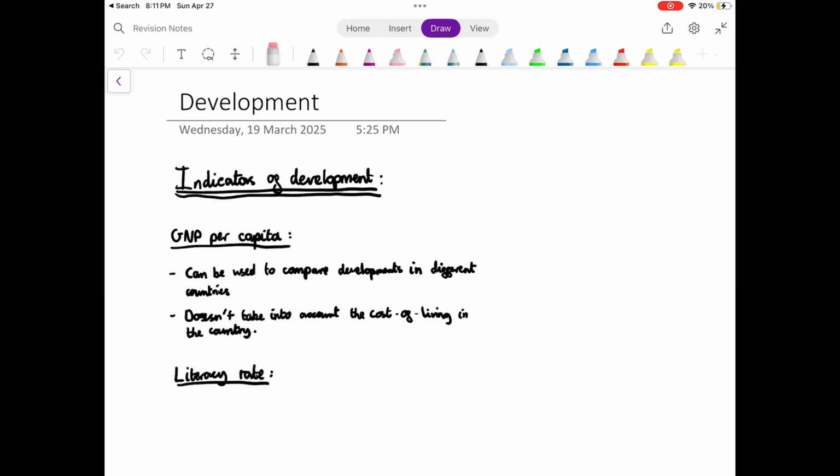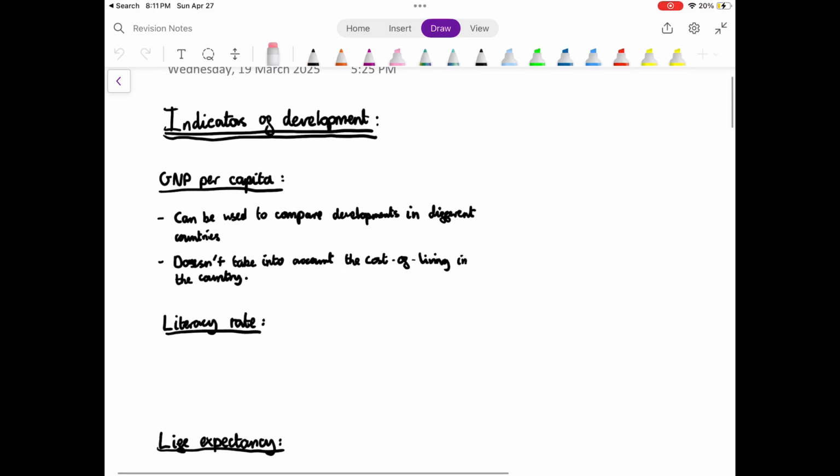So today we're going to be focusing on the topic of development, which is 3.1 in economic development. What you need to know about development are the indicators of development, and there's a variety, and we're going to go through them one by one. The first is GNP per capita, and by the way, GNP stands for gross national product, and per capita means per person. The GNP per capita can be used to compare development in different countries, obviously because of their wealth. If countries have a higher GNP per capita, that means more human development, and therefore they are able to access medicine, food, water, etc.